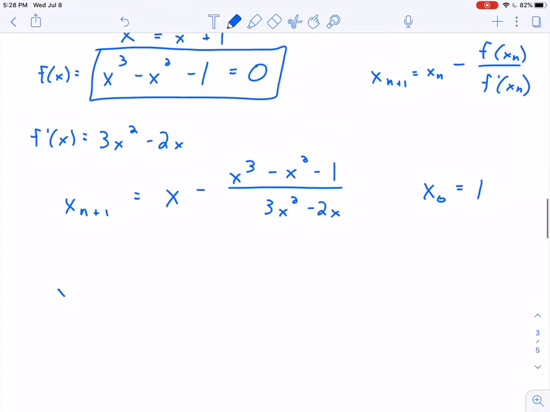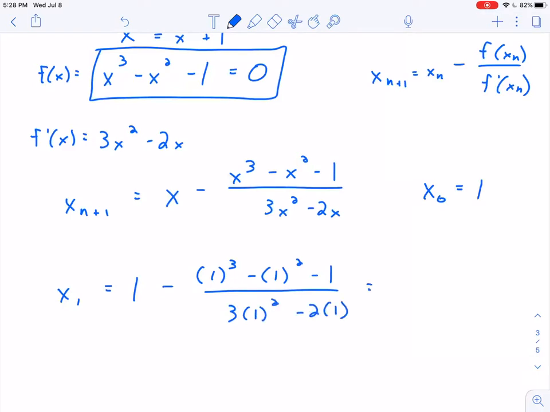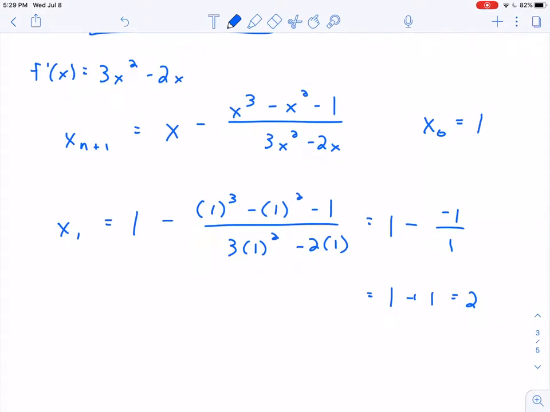So if I want to find x1, this is equal to 1 minus 1 to the third minus 1 squared minus 1 divided by 3 times 1 squared minus 2 times 1. And so what I end up with here, 1 minus, in my numerator I end up with negative 1. In my denominator, I end up with a positive 1. Here, 1 minus, or rather plus 1, is equal to 2. So this is my x sub 1 here.